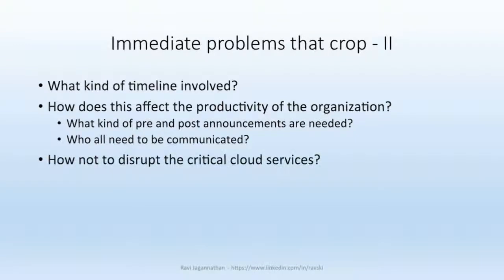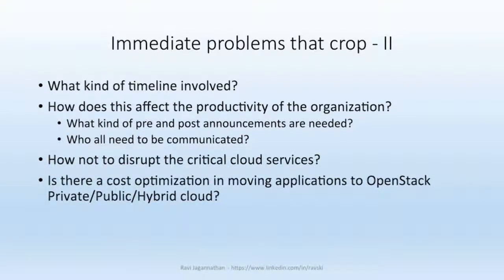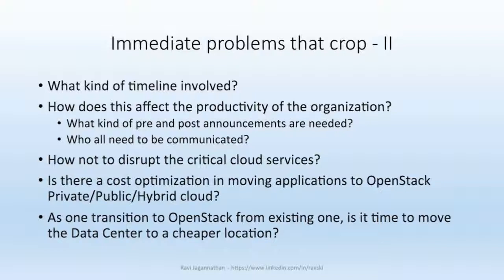So how not to disturb the critical cloud services, that's also there. Is there a cost optimization in moving applications to OpenStack? This is something we also need to see. And as one transitions to OpenStack from an existing one, is it time to move the data center to a cheaper location? Moving it from expensive Silicon Valley to somewhere in Montana where no human being lives for 10 miles surrounding, where there is a lot of solar power, right? Or Central California, things like that. There are many different ways of looking at it. So while transitioning, the cloud is also a good opportunity to move the data center.